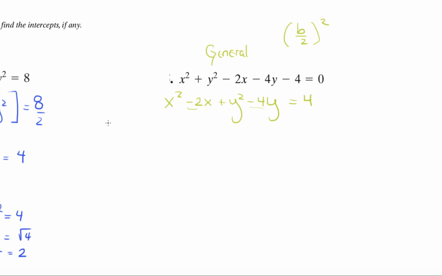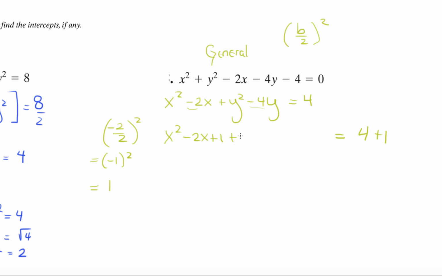So for x, I'm going to have negative 2 over 2 squared, which is negative 1 squared, which is 1. Therefore, I'm going to add 1 on both sides. So you're left with x squared minus 2x plus 1, and then 4 plus 1.